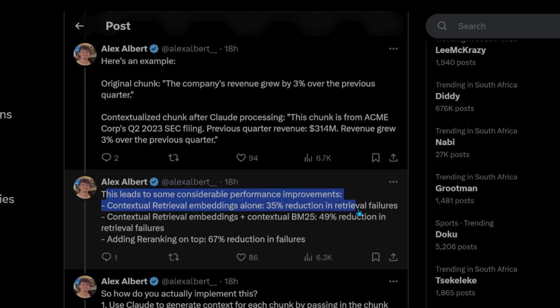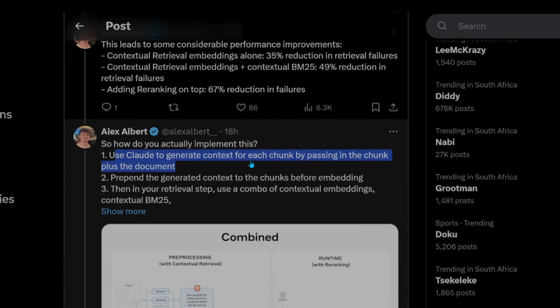So even the retrieval of embeddings is improved 35%, and with some techniques, we get the failure rate to decrease by 67%. So yeah, this is just to summarize what we mentioned. Use a small model to generate the context, prepend the generated context to the different chunks, and then in the retrieval step, use the combination of contextual embeddings and contextual BM25.